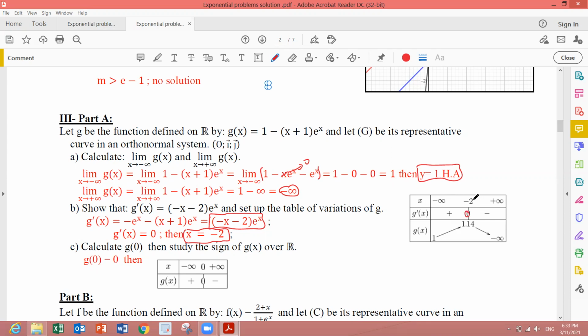Now to know the sign after minus 2, if I take 0 and replace it in the derivative, g prime of 0 is minus 2, it is negative. So negative here and positive here. At minus infinity we get 1, it is increasing. The maximum g of minus 2 is 1.14. Then it decreases, and at plus infinity the limit is minus infinity.